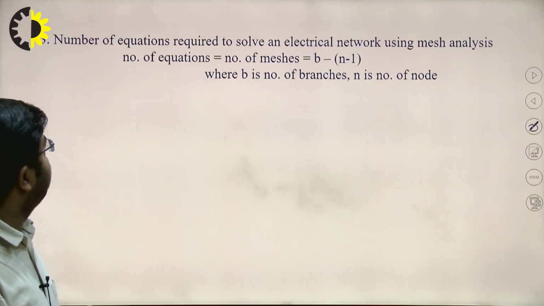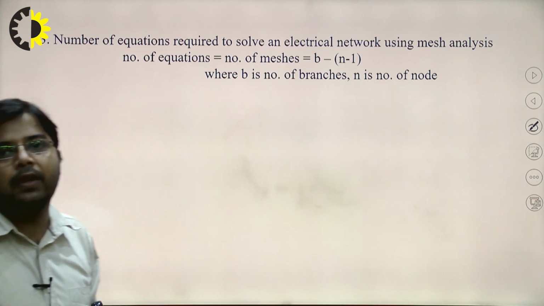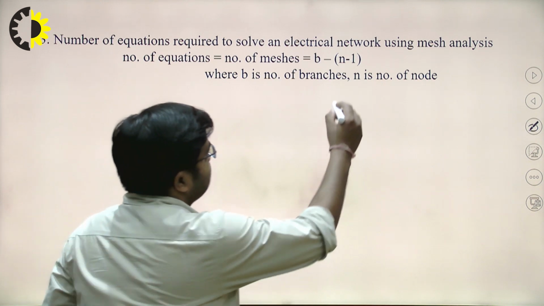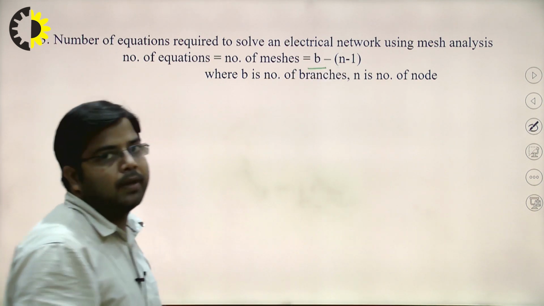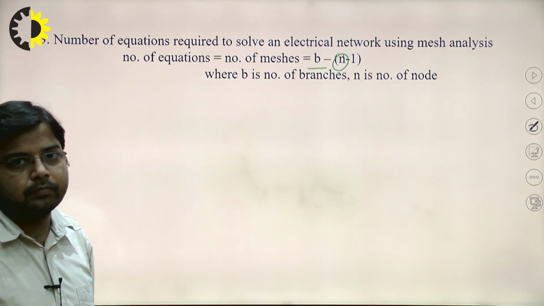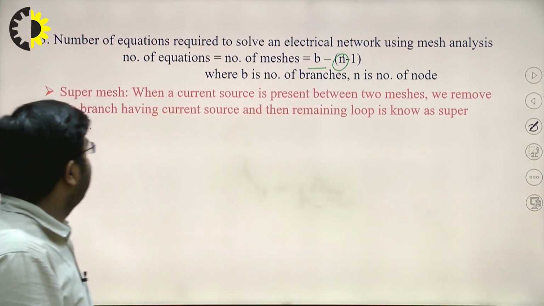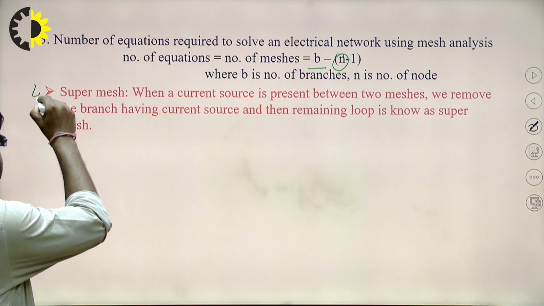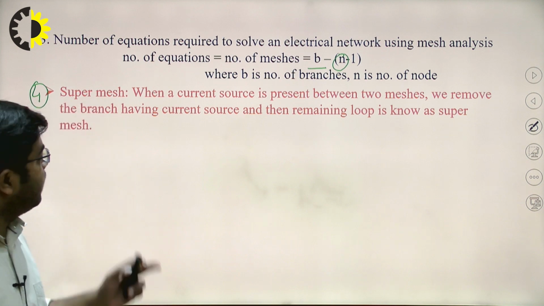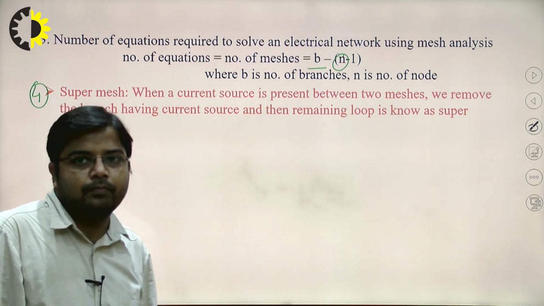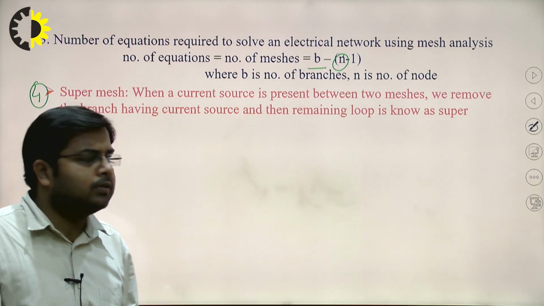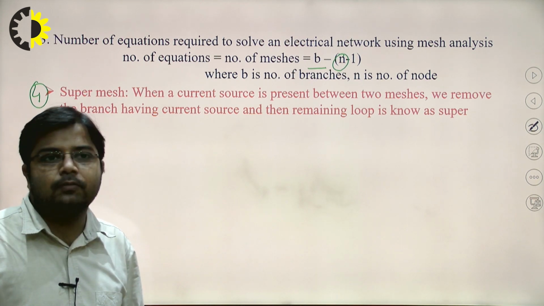Then third point is the number of equations required to solve any network using mesh analysis, that is b minus n minus 1, where b is the number of branches and n is the number of nodes in the given network. Then next point, point number 4, is super mesh. What is a super mesh? When a current source is present between 2 meshes, you can remove that branch having the current source, then the remaining loop is known as super mesh.